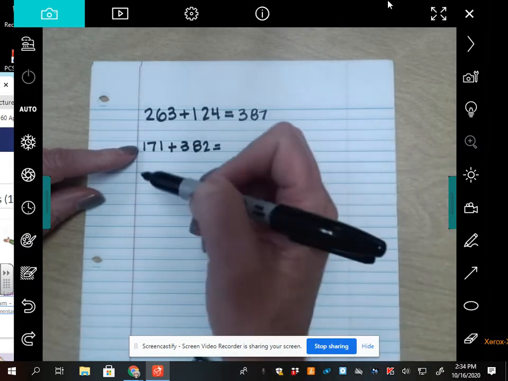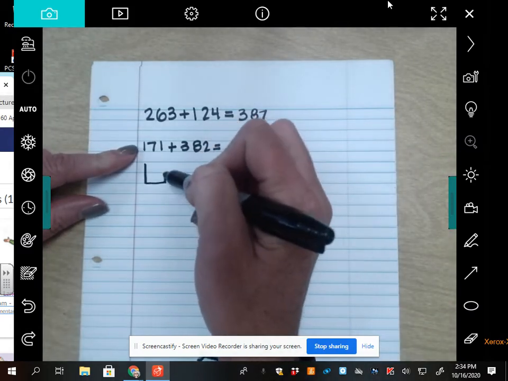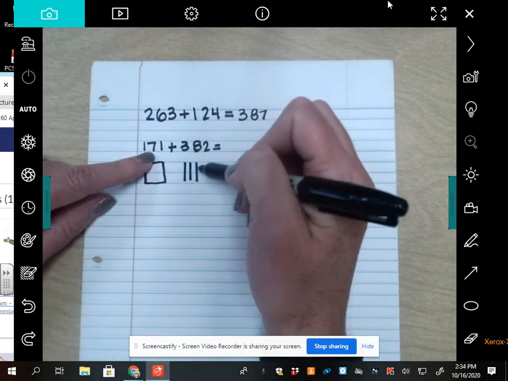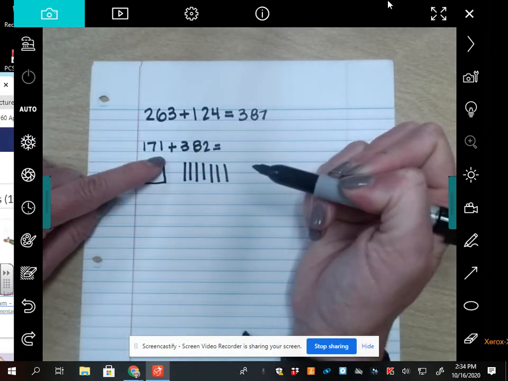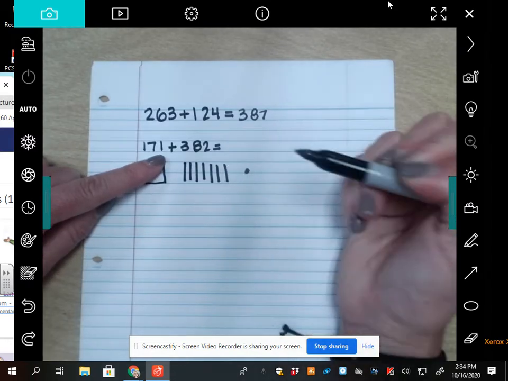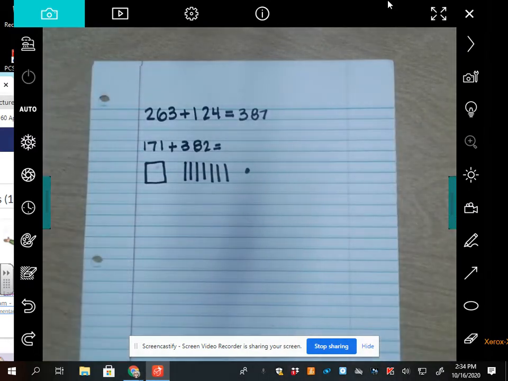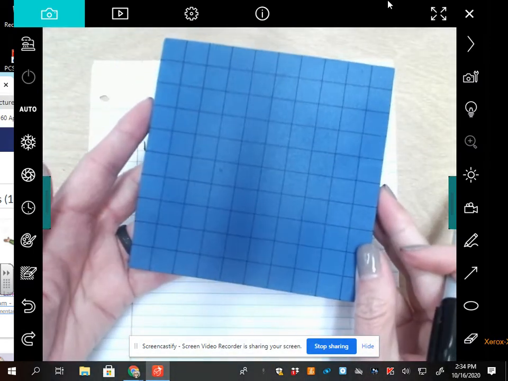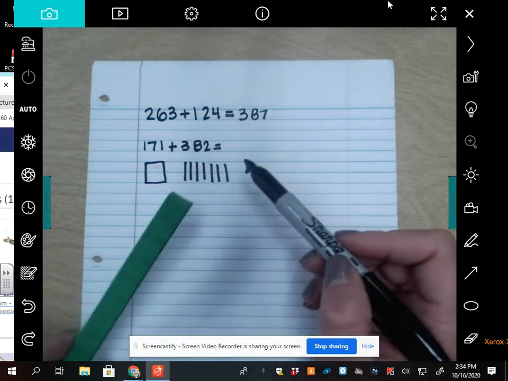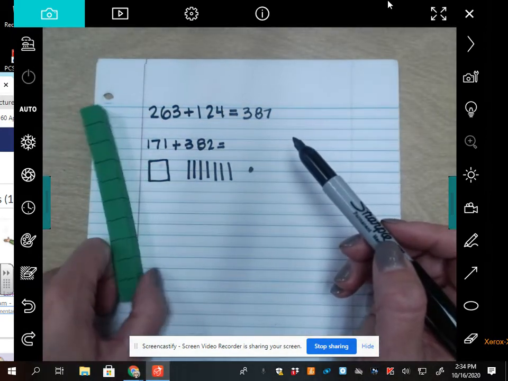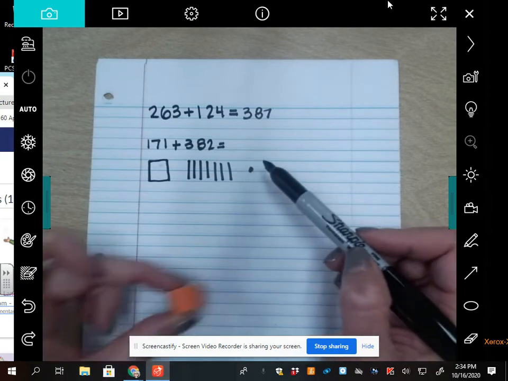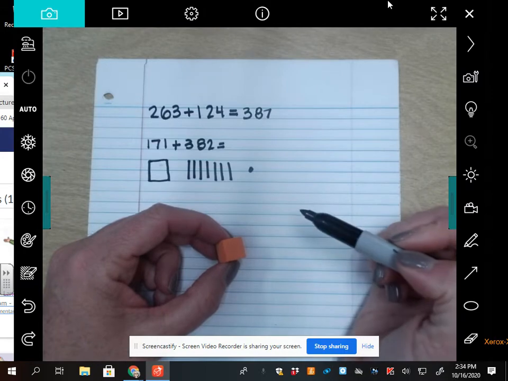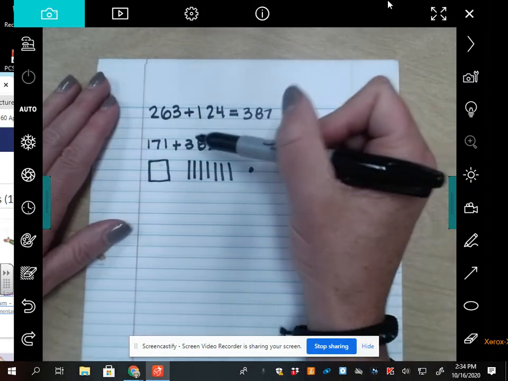So I'm going to start with this first number, 171. It's got 100. I'm going to look at the tens. There's 7 of those. 1, 2, 3, 4, 5, 6, 7. And I only have 1. So I'm drawing these same blocks that I just showed you. I drew a square for the 100 because this was in the shape of a square. I drew a stick for the tens because this was in the shape of a stick. And for my ones, it's just a small little cube. So I'm just drawing a little dot to represent the 1.